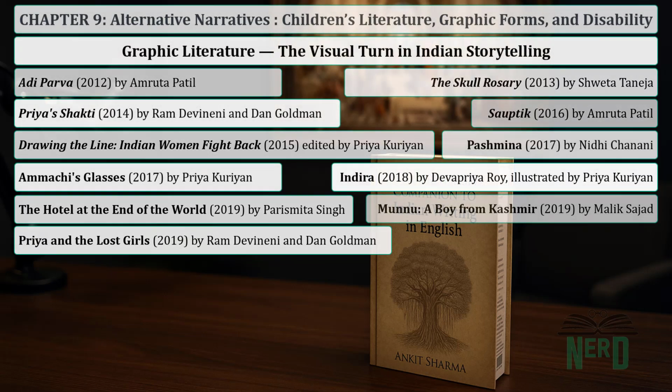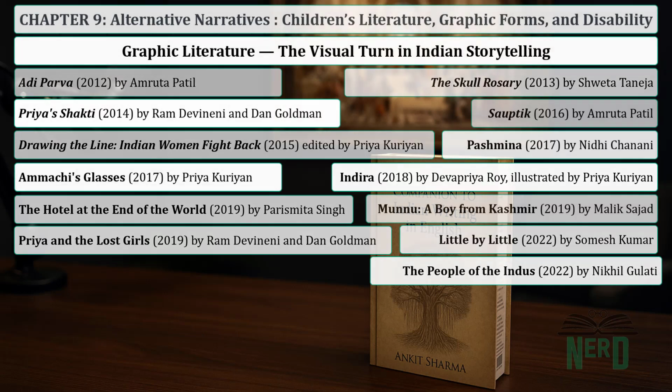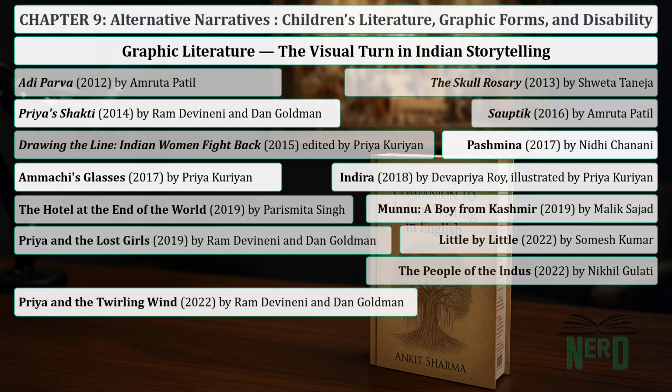By 2022, Somnath Kumar's Little by Little brought us an introspective graphic memoir of growing up in Bihar. Nikhil Gulati's The People of the Indus translated archaeological history into dynamic visuals, revealing the silent brilliance of one of the world's oldest civilizations. And Priya and the Twirling Wind took on the climate crisis as our superhero Priya confronted storms both literal and societal.